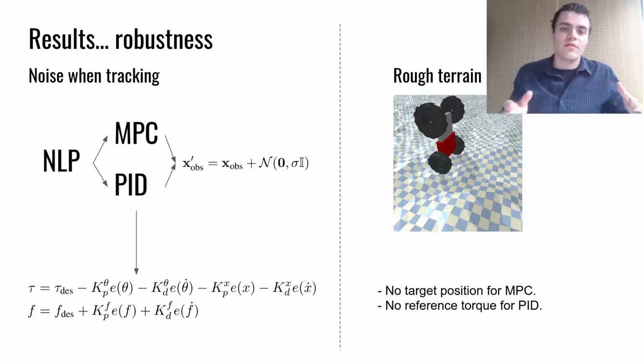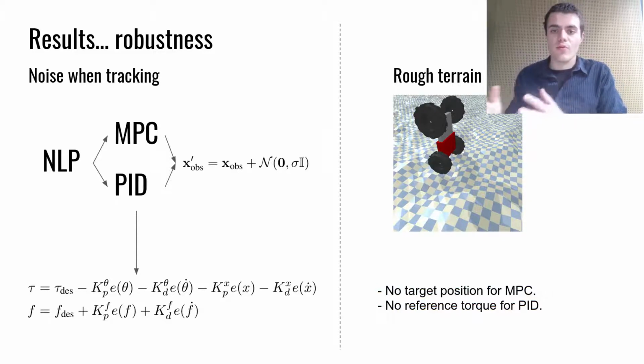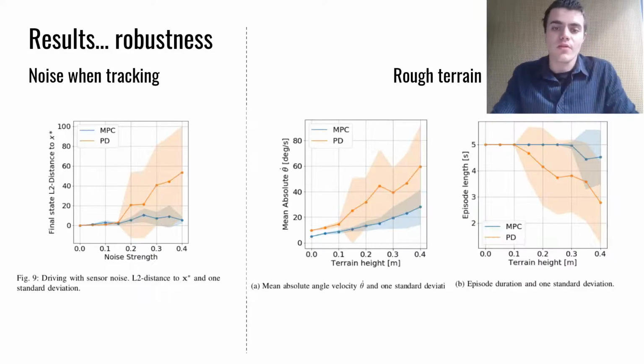The first is to drive forward a meter on flat ground, to which we added noise to the state observations. And the second one is rough terrain locomotion, where the controllers do not know that there is rough terrain. The task there is to drive forwards as far as the robot can, with an episode that gets terminated after 5 seconds. So the results here show that MPC has a much lesser variability in performance in both tasks.